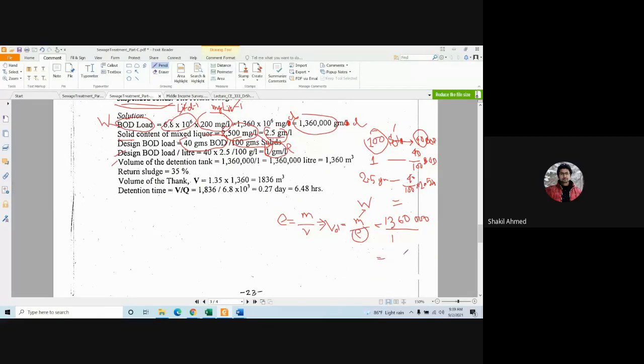This is in gram per day, and this is in gram per liter. So gram cancels out, giving liter per day. Let's not write day explicitly. So this is actually liter. This is the volume of the detention tank required. From liter, if you divide it by 1000, you'll get it in meter cube. That's it. This is one.